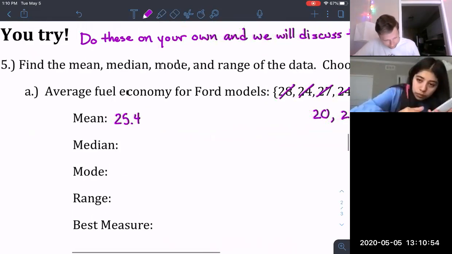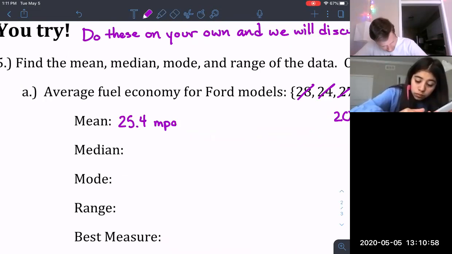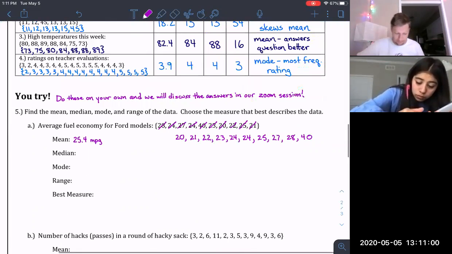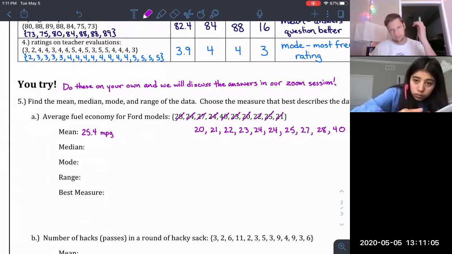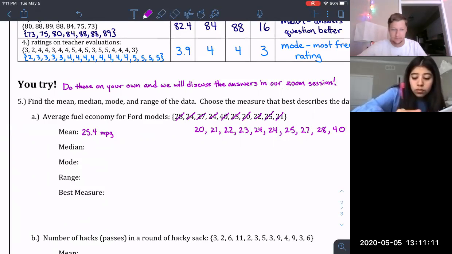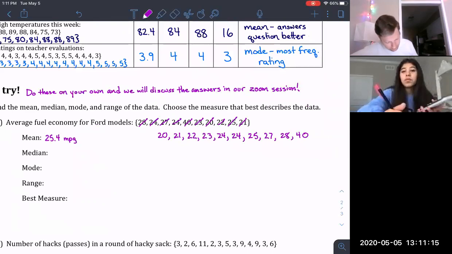25.4. All right. And fuel economy is usually in miles per gallon, but you don't really have to put that. I didn't put that in the problem. I really should have. But as far as labels go, all of the Ford models have an average, or a mean, fuel economy of 25.4 miles per gallon. So that's what that means. Okay. So now let's find the median.